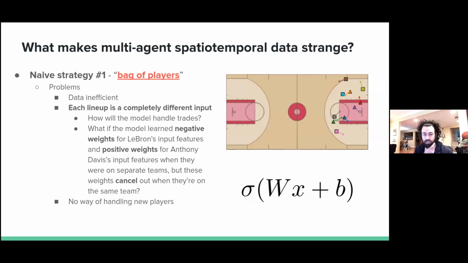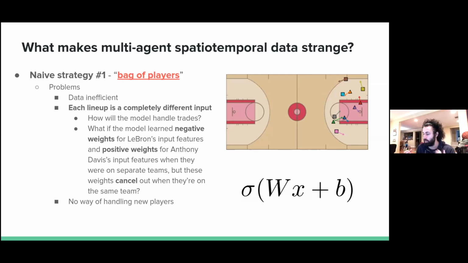In addition, each lineup is basically a completely different input. And so, for example, how would this type of representation handle trades? And so you can imagine that you train your model and LeBron James is on his team. The model only ever sees LeBron James with a specific configuration of other players in the lineup, right? And so in that input vector. And so Anthony Davis, another player in the NBA, is in a similar situation where the model during training only ever sees his input features in combination with a subset of other players.